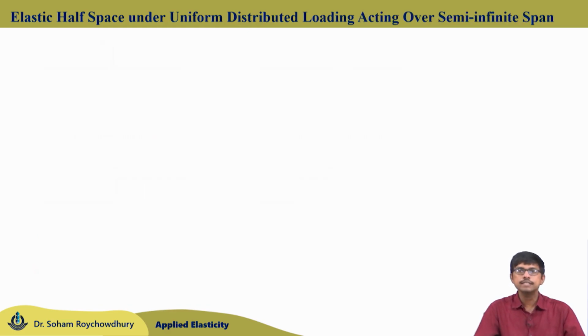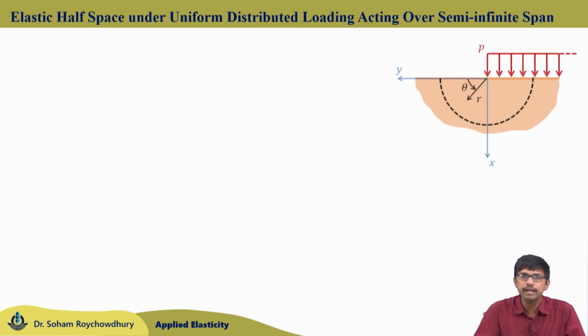So, first let us consider the elastic half space subjected to the normal distributed loading acting over semi infinite span. So, the first case. Here the elastic half space is considered, and starting from the origin O, the normal distributed load of intensity P is acting. Now, here I have marked the x and y axis. The x axis is the vertically downward axis and the y axis is the horizontal axis, towards left it is positive.